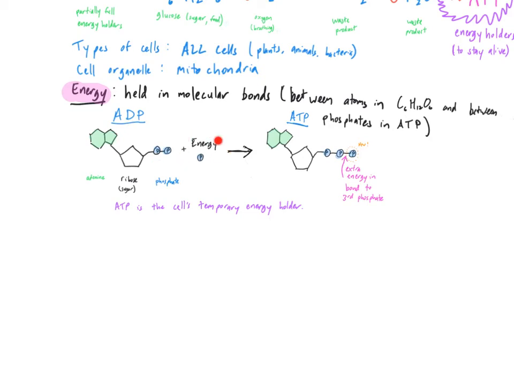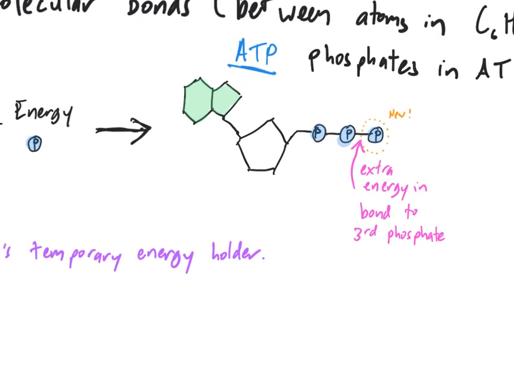Then I've got some energy that I want to store because I just broke apart one of those glucose molecules, and I've got this energy I need to store, and I've got an extra phosphate group. So I'm going to add my phosphate group onto the end of ADP. That creates a new bond, and that bond will hold energy. So I've got some extra energy in this bond to the 3rd phosphate. That bond right there, because this is a new phosphate, and now it's called ATP, adenosine triphosphate.